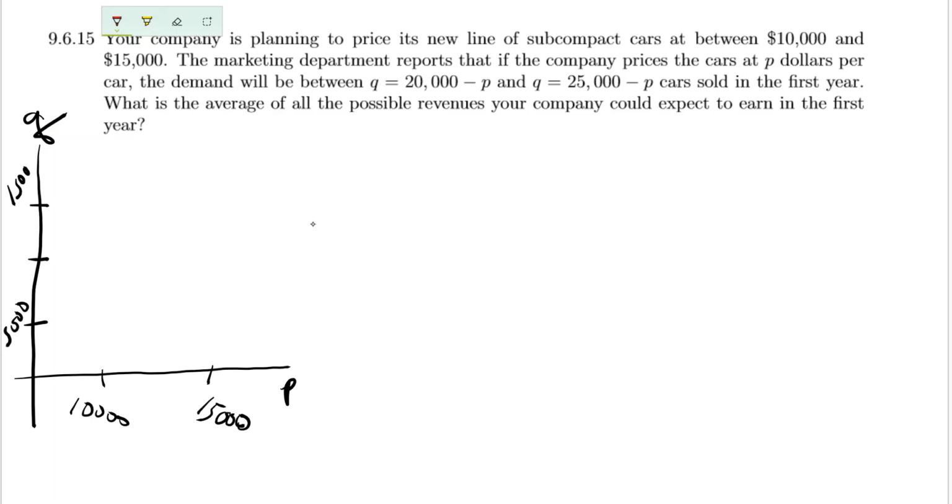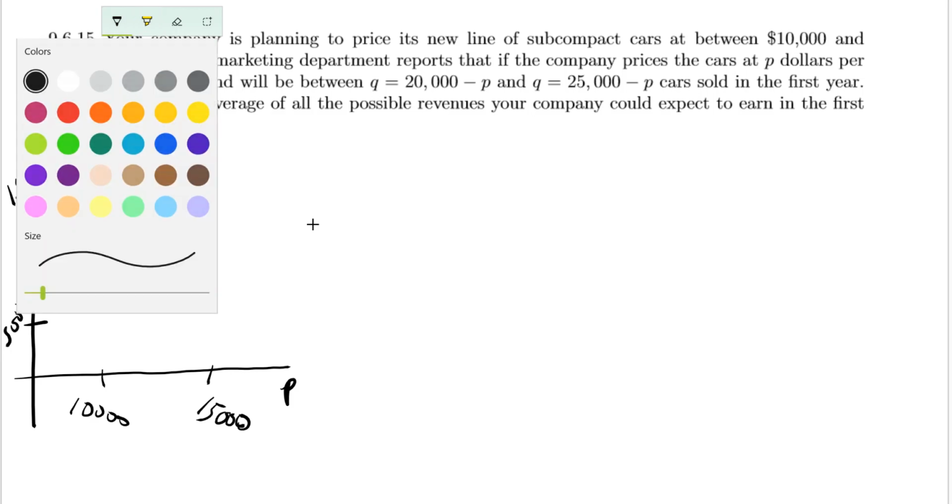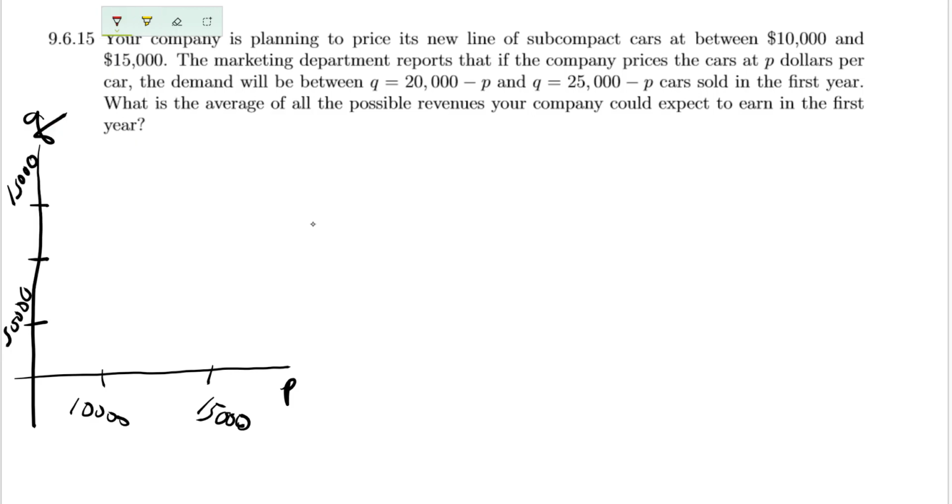So when I'm at 10,000, this first function will be 20,000 minus 10,000, which will give me 10,000. Oh, these are supposed to be in thousands, not in hundreds. Let's add a 0 in here so that this makes sense. And then when it's 15,000, it'll be 5,000. So this is that first function, Q equals 20,000 minus P. And let's graph the second one so we can see who's on top and who's on bottom.